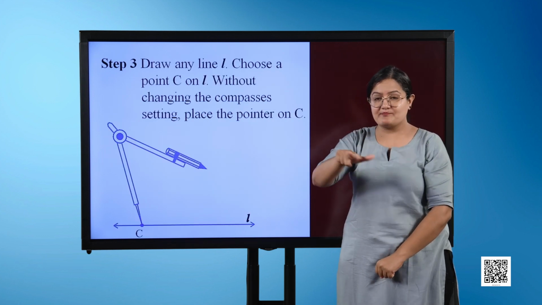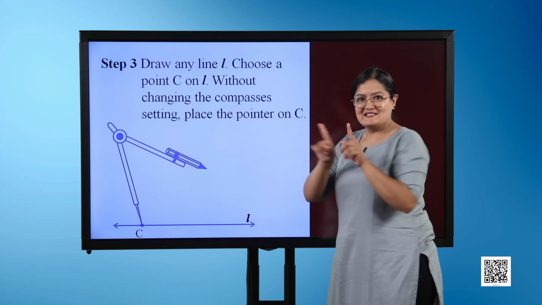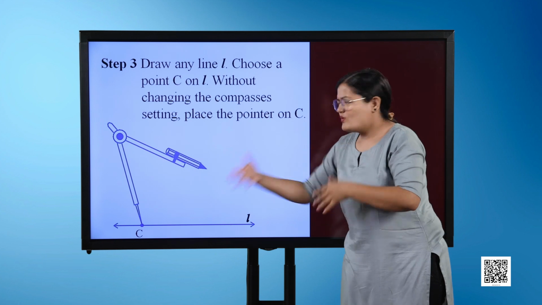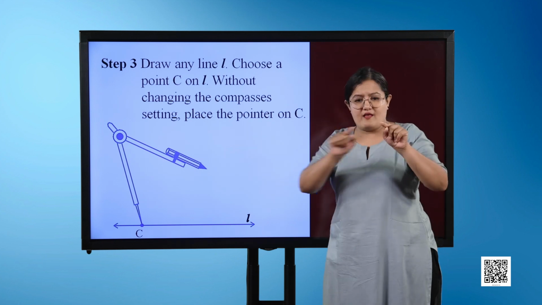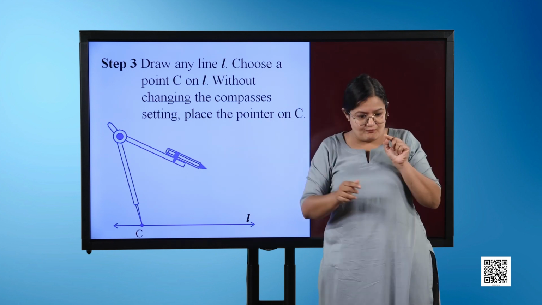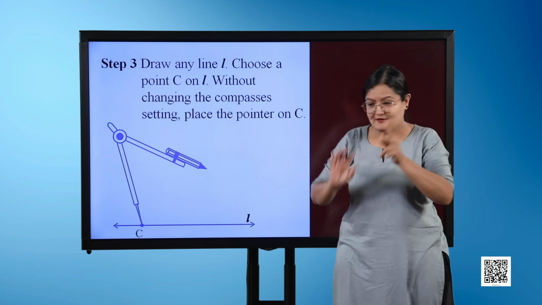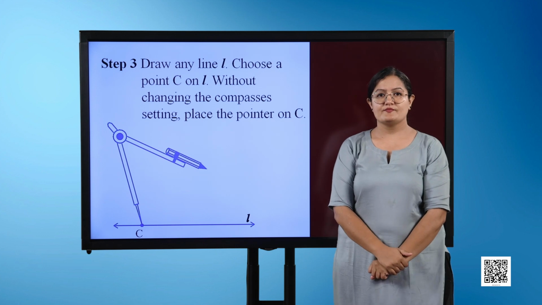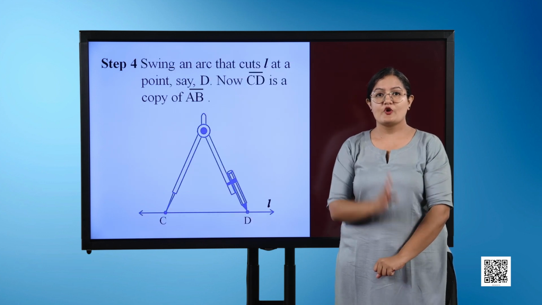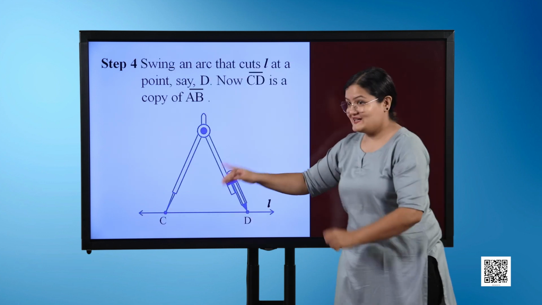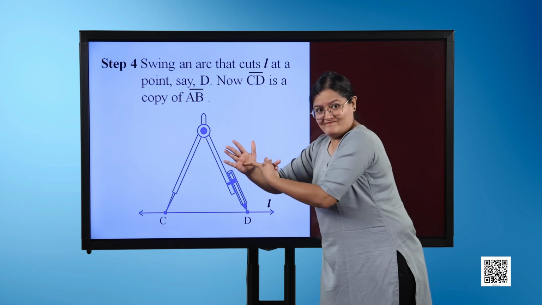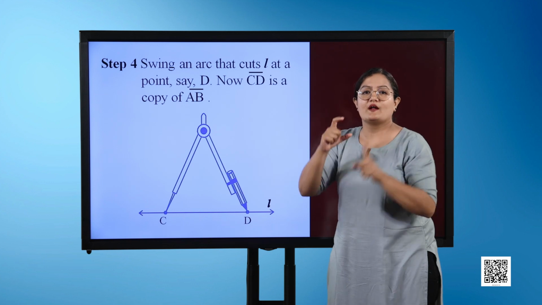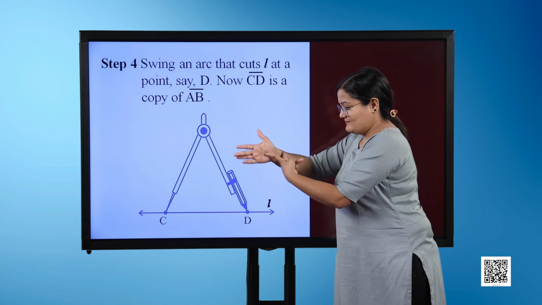Step 3. Draw any line L. Choose a point C on L. Without changing the compass's setting, place the pointer on C. Step 4. Swing an arc that cuts L at a point, say D. Now, line segment CD is a copy of line segment AB.